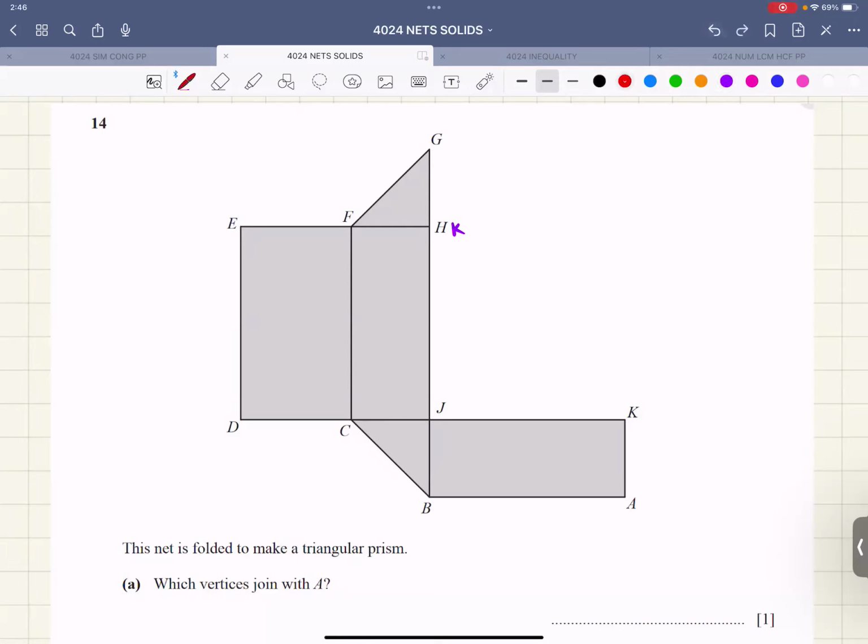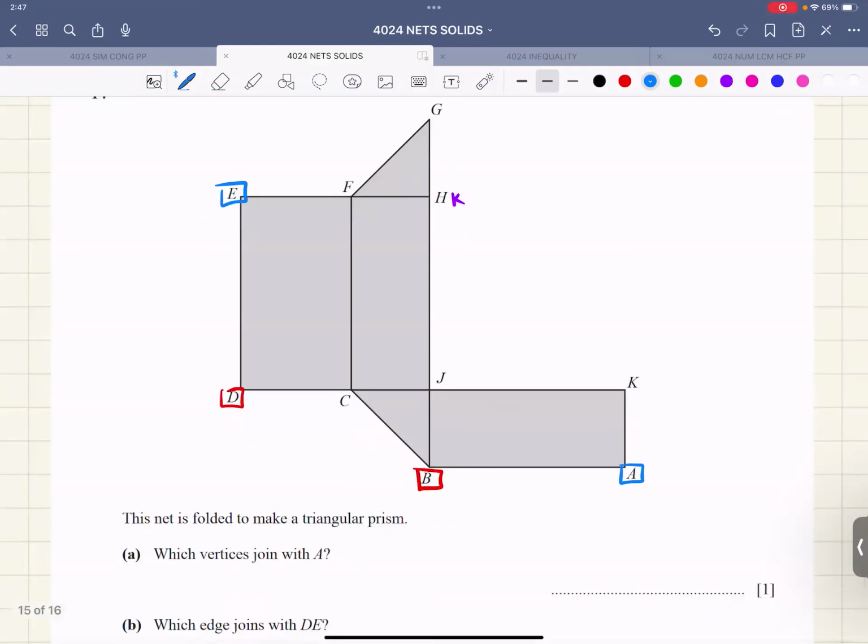Let me choose a different color. So B should be touching E, and A should be touching, actually, the other way around. B should be touching D, and A should be touching E. Okay, so now imagine this triangular prism. It's difficult to imagine, but that's how it is.